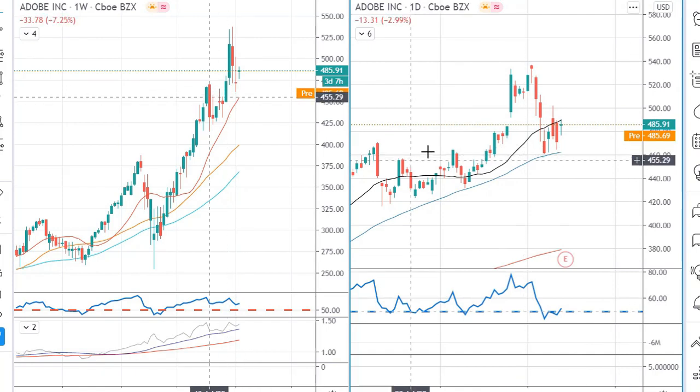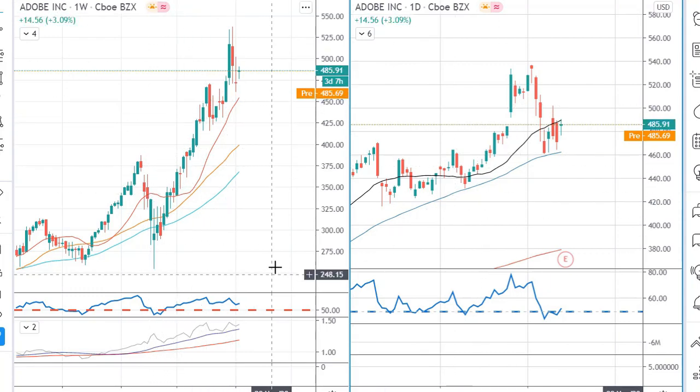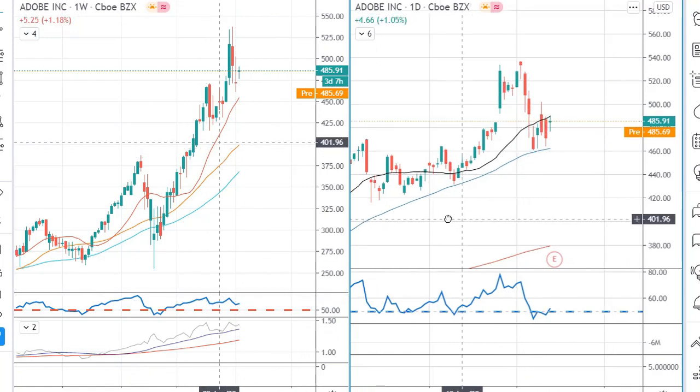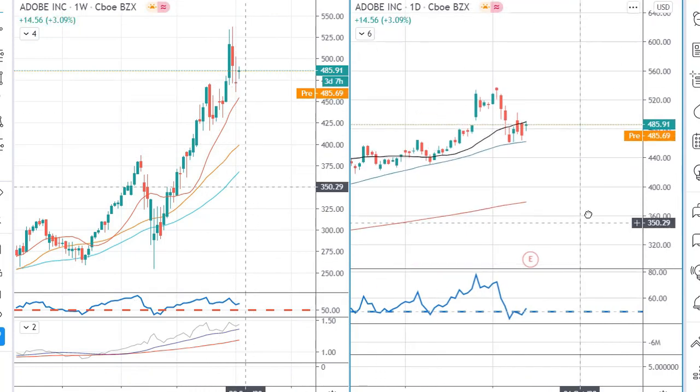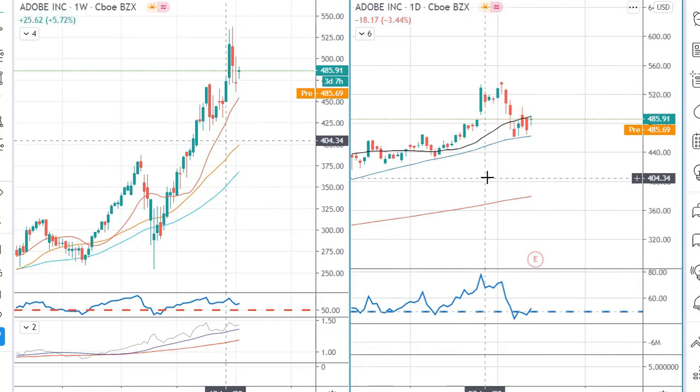So what we see here on the weekly chart is Adobe, and it is in a very good trend. It is in a green zone, of course. That is what we asked the scanner to give us. And then I'm going to have a look at the daily chart to see if we can time it better.